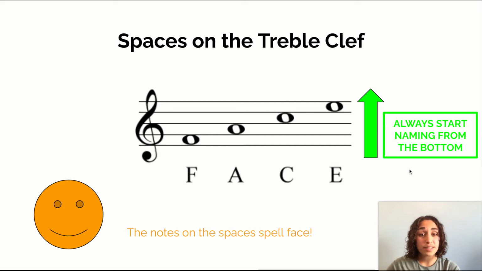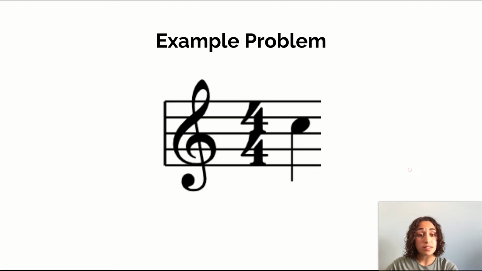Let's do a couple practice problems to see if we can figure out the names of the spaces on the treble clef. This one is on the 3rd space, right? Here's 1, 2, 3, and we count 1, 2, 3. So we're going to stop when we get to here. We spell F, A, C. We stop there, and this one is named C.